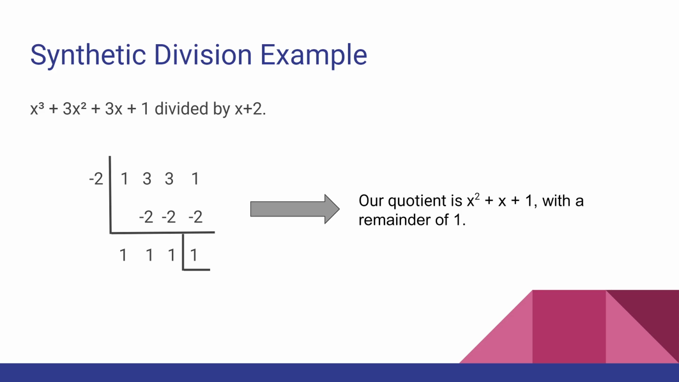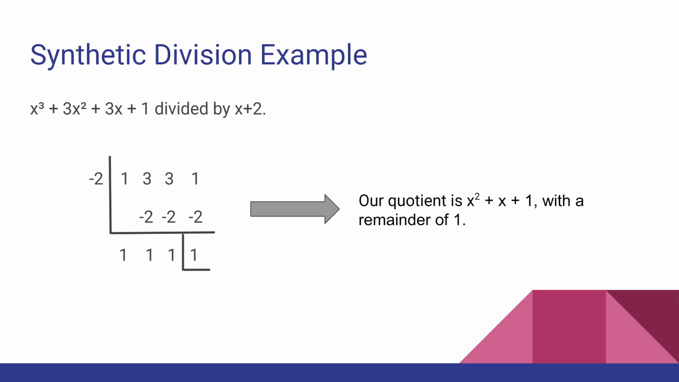So the way that we utilize synthetic division is by dropping the first coefficient and then multiplying it by the opposite of our constant term, which is negative 2. So 1 times negative 2 is negative 2, and we place it up 1 and right 1 in the next column. So that gives us 3 and then negative 2. Then we sum those values, giving us 1.